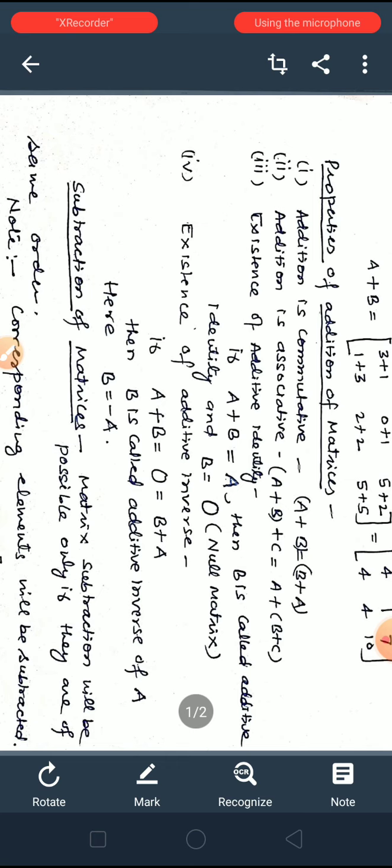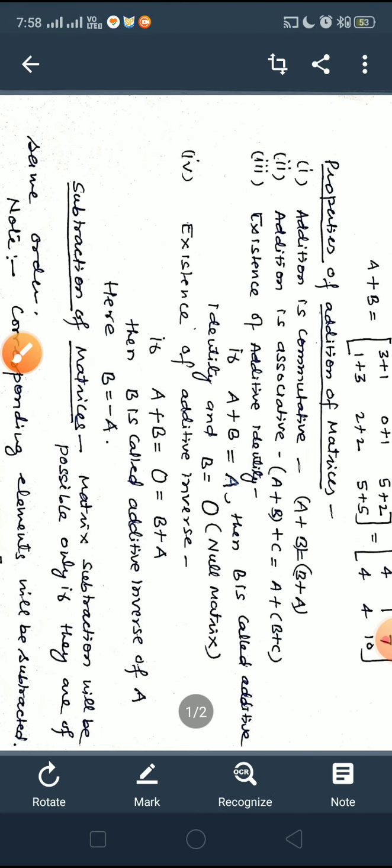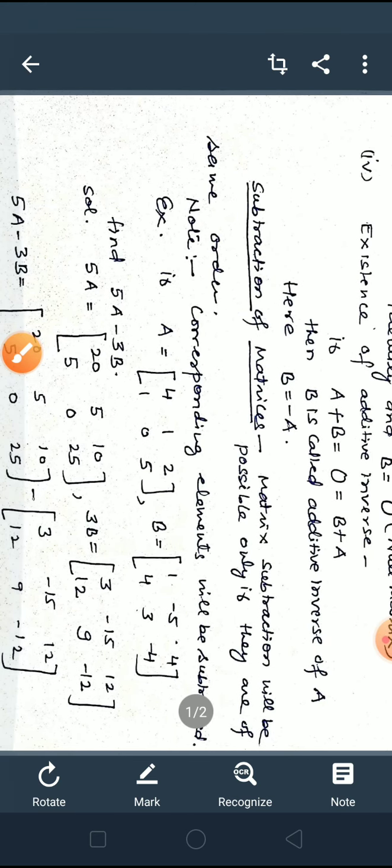Okay, got it. It is written here b is equal to minus a. Now move to subtraction of matrices. As for addition, the same property follows for subtraction. Matrix subtraction will be possible only if they are of the same order. It is also so for addition of matrices.